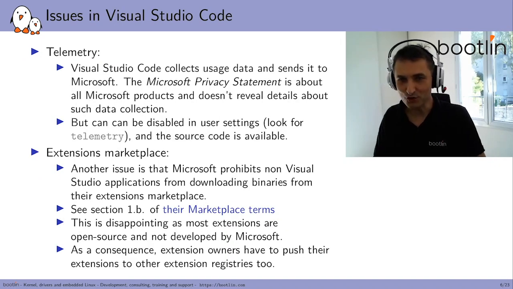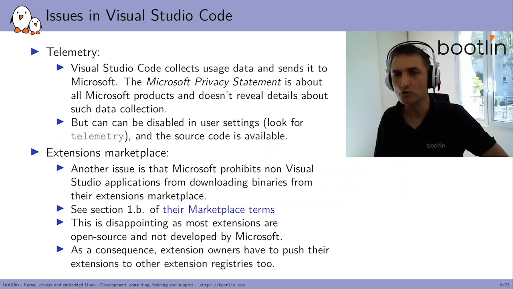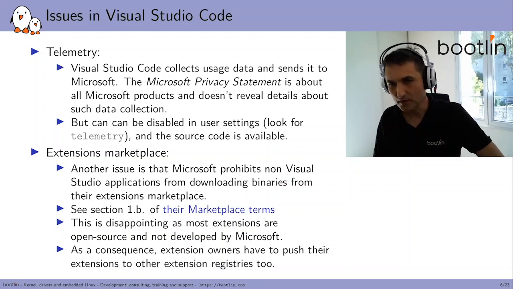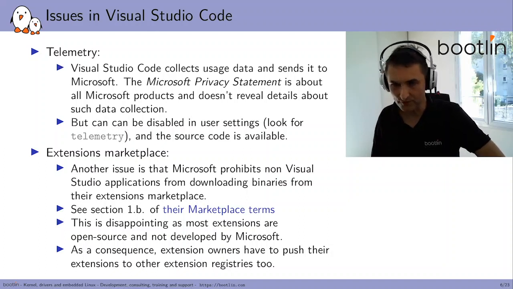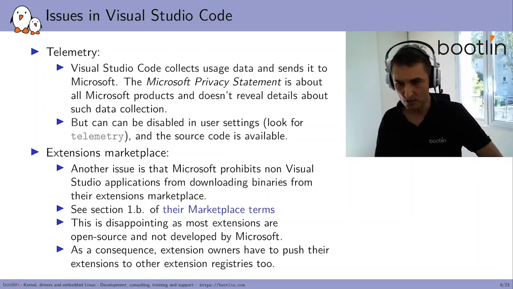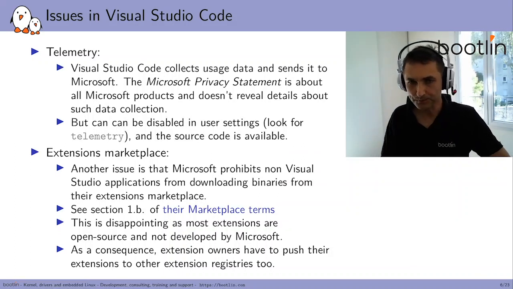So what are the issues with Visual Studio Code? The first one is telemetry. Visual Studio Code collects usage data and sends it to Microsoft. There's a link to the Microsoft privacy statement in the tool, but it's all about Microsoft products and doesn't reveal anything specific about the data collection in VS Code. However, this can be disabled by tweaking the user settings. Just look for telemetry, that's very easy to disable. And anyway, the source code for this data collection is available.